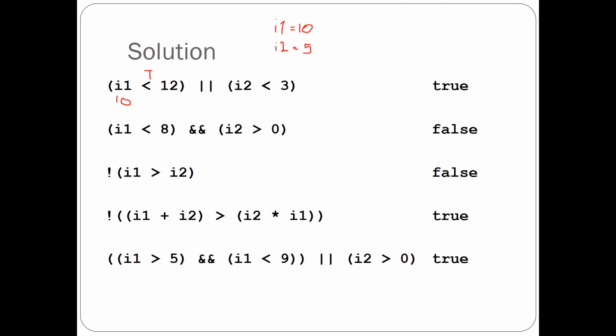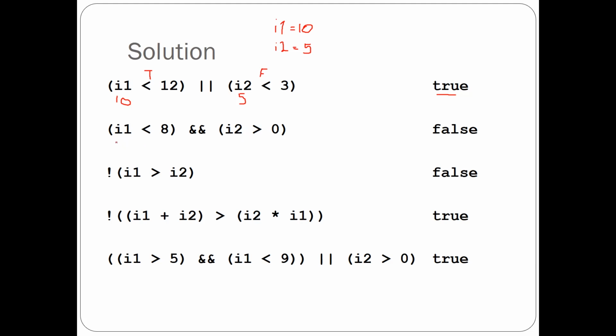Is I2 less than 3? Well, I2 has a value of 5. So is 5 less than 3? Well, ultimately that produces a false. So a true ORed with a false. Either side of an OR needs to be true in order to produce a true, so the answer is true. Moving on to the next one.